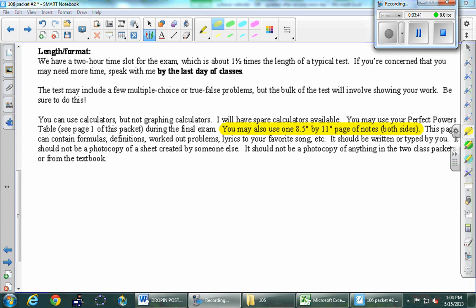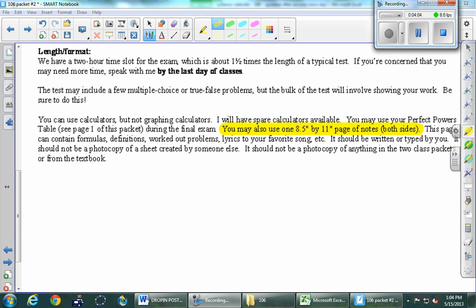General questions right now? Tenzin? The perfect powers table is on Moodle. It's the first page of packet 2, which is up on Moodle. There's no vocabulary per se, no. Other questions? You say we can put definitions. You can put definitions down, yeah.